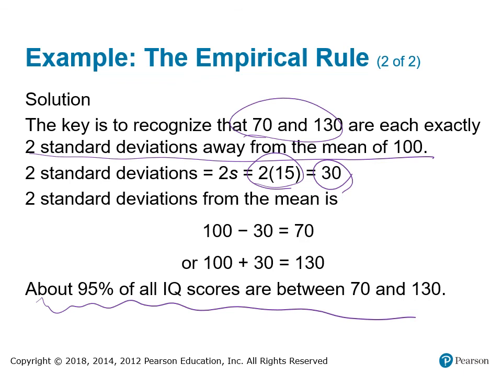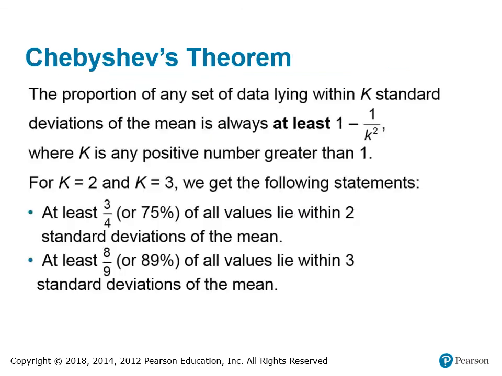What if we have one of our other distributions that we've discussed? Well, then we have another rule. This other rule is called Chebyshev's theorem. Chebyshev's theorem says you should be able to look at a portion of your data set lying within a certain amount of standard deviations away from the mean. And it says at least 1 minus 1 over k squared. Well, the only ones we really look at are 2 and 3 standard deviations. K is essentially the number of standard deviations.